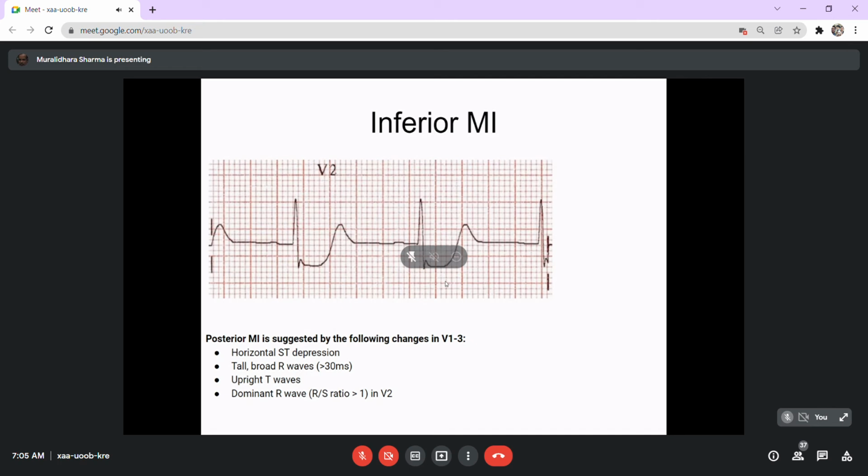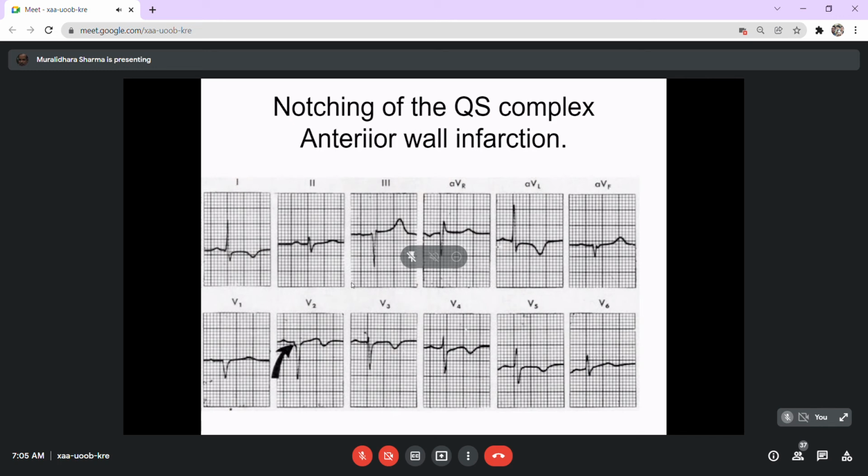Of course, inferior MI shows mainly the changes in the middle leads, V2 leads. In the olden days, there was a practice of keeping the leads on the posterior side, at the back, and then recording the ECG whenever you have a significant depression in the V2, and hence the changes could be seen quite significantly over the area. But at present, I don't see that kind of practice existing as such.